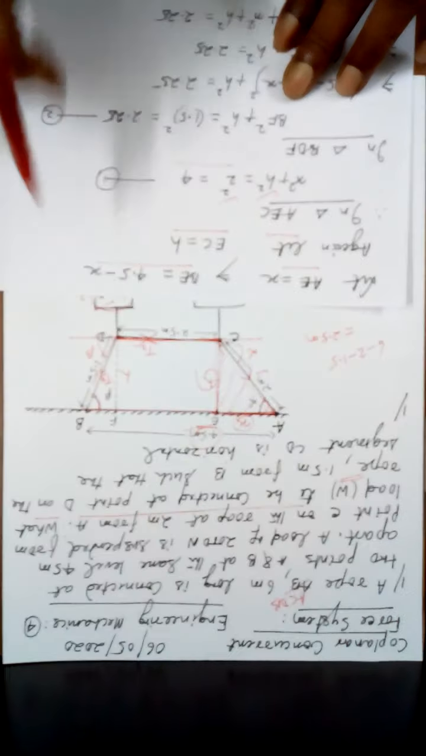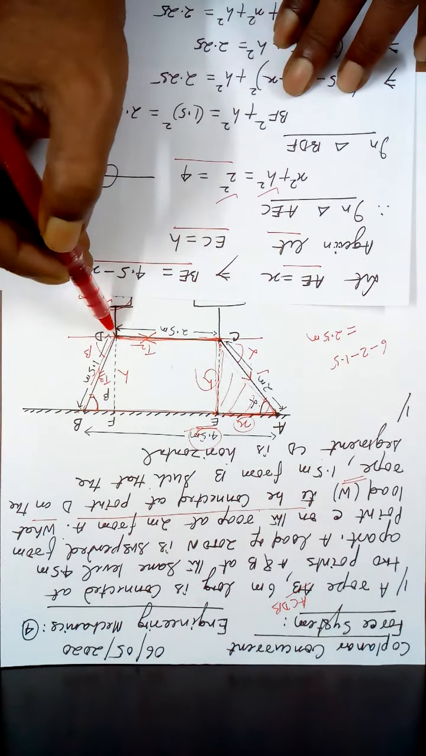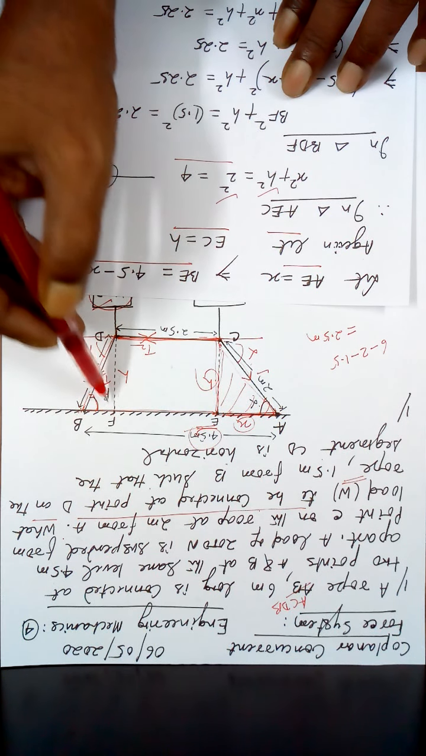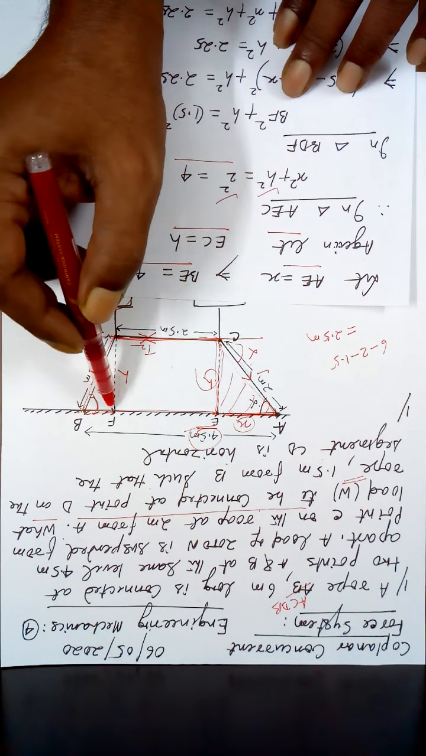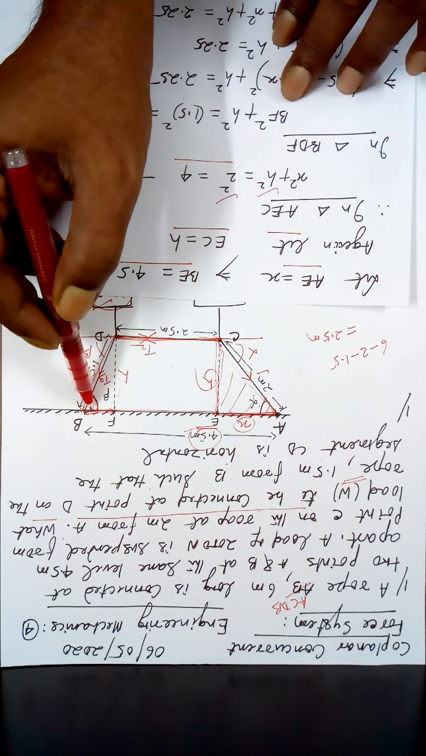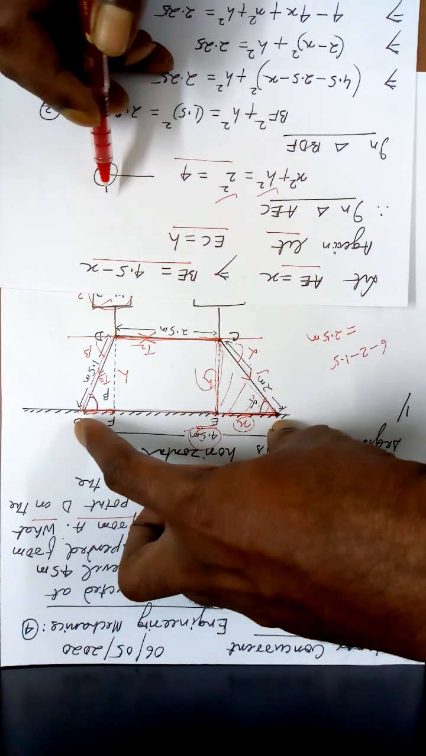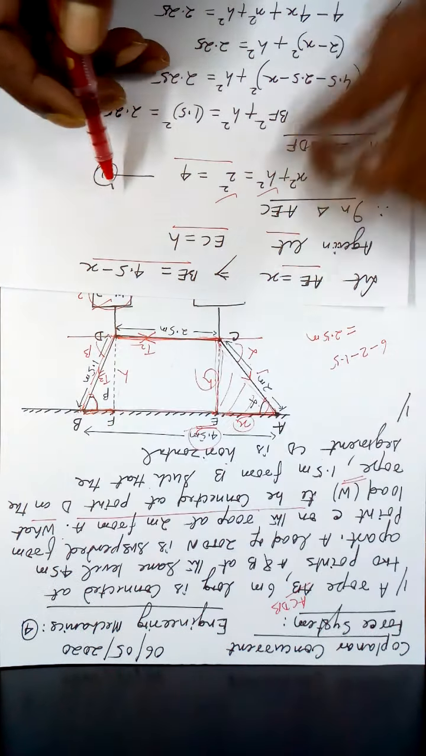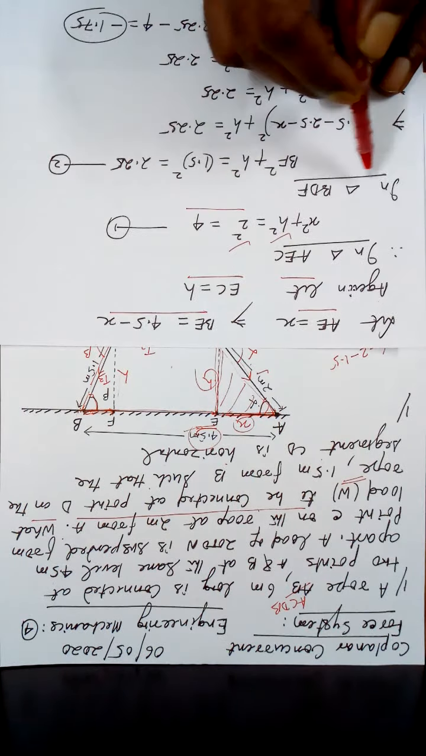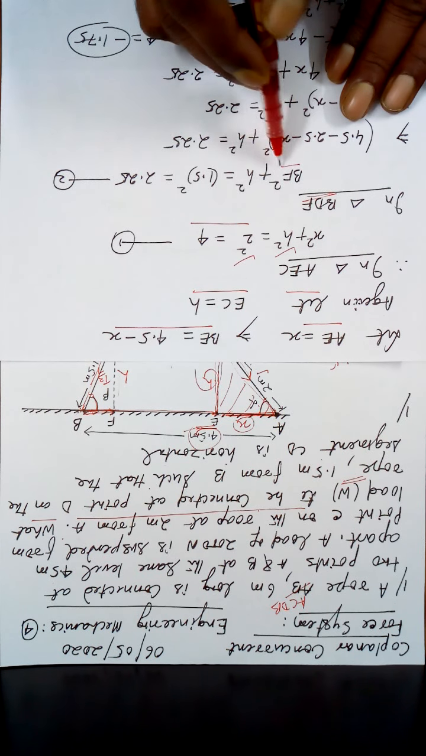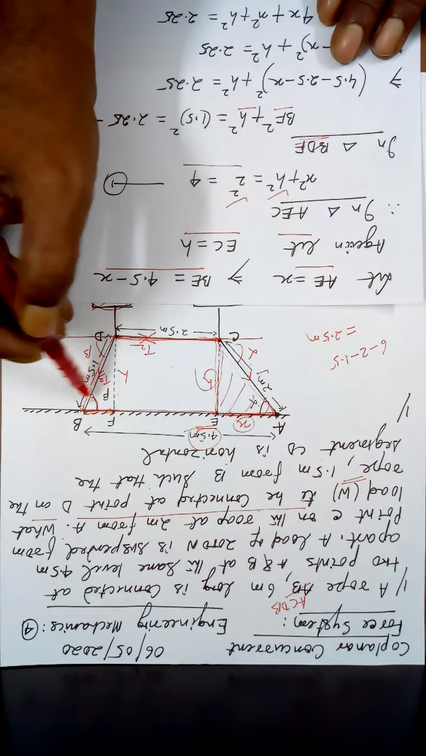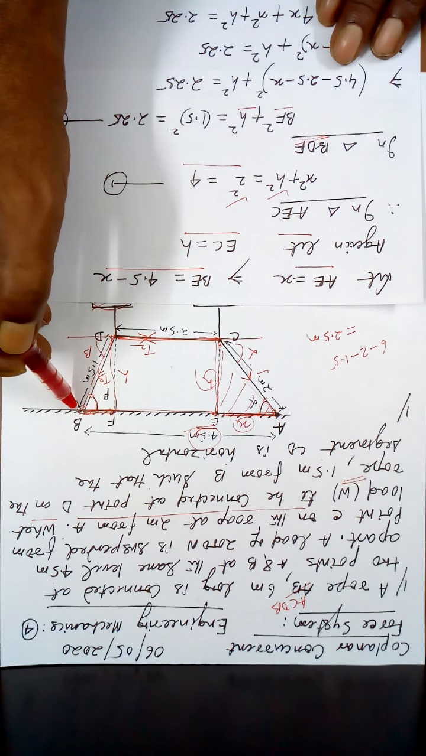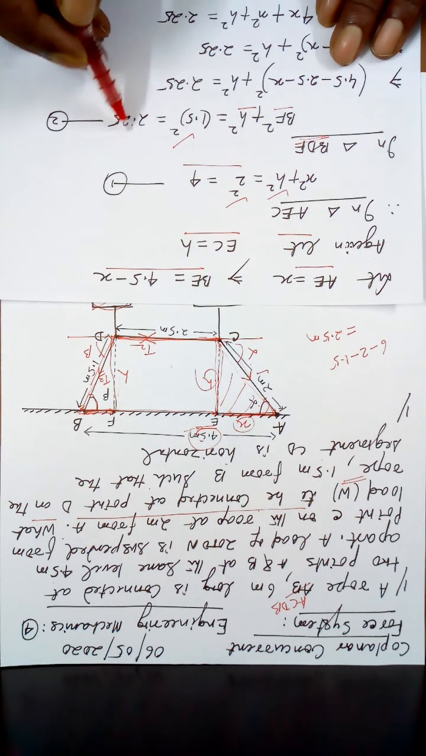And in triangle BFD, the square of 1.5 will be h square plus BF square. Now BF will be 4.5 minus x minus 2.5. So in triangle BDF, BF square plus h square will be equal to 1.5 square, that is equal to 2.25.